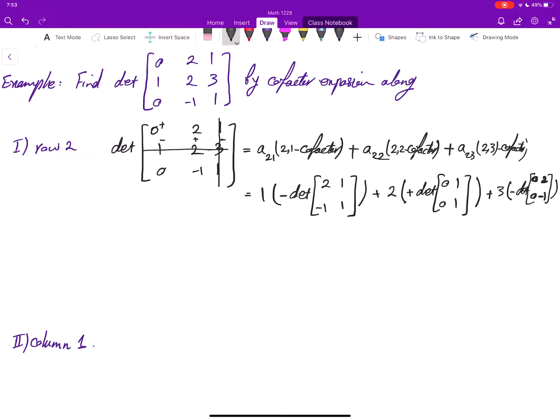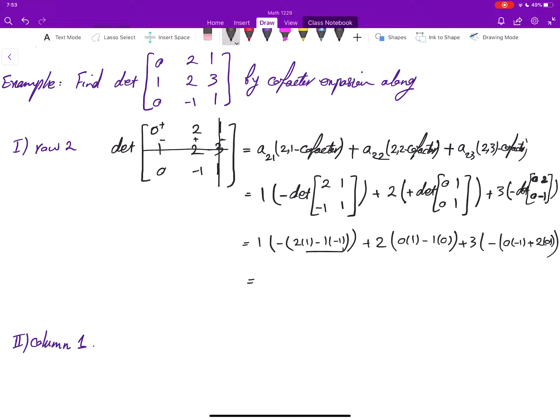Okay, so we have that. Now you compute each piece and then add those ones. So this is 1 times negative 2 times 1 minus 1 times negative 1. Then plus 2, 0 times 1 minus 1 times 0. Plus 3 times negative 0 times negative 1. Plus 2 times 0.